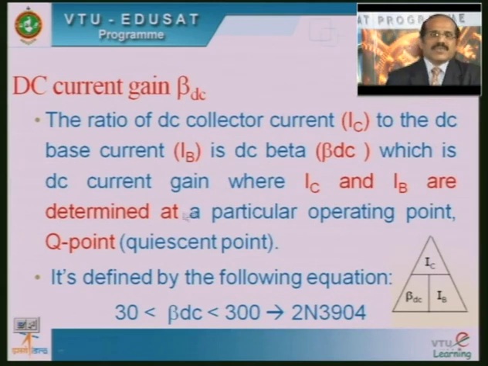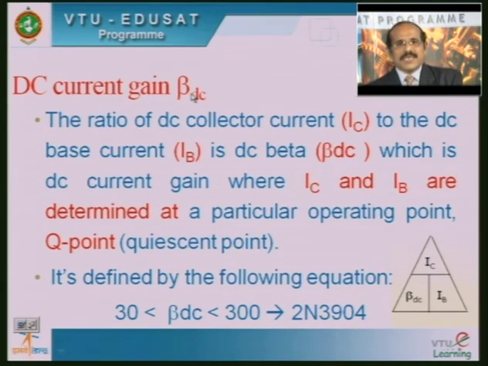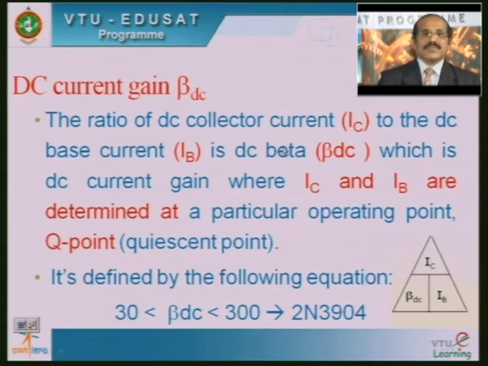And also let us see the DC current gain, that is called beta DC, the common emitter DC current gain. Current gain is the ratio of output current to input current. In common emitter, the output current is the collector current and the input current is the base current. If you take the ratio of this output current and input current, that gives you the beta DC value. Here you can note that IC and IB are determined at a particular operating point, called the Q point, or quiescent point. Quiescent means silent point, that represents the operating point of the BJT.